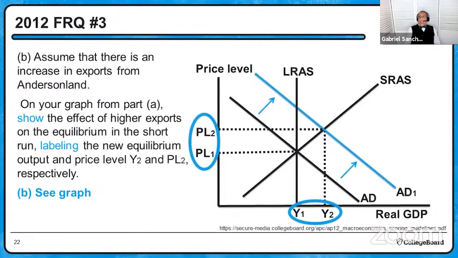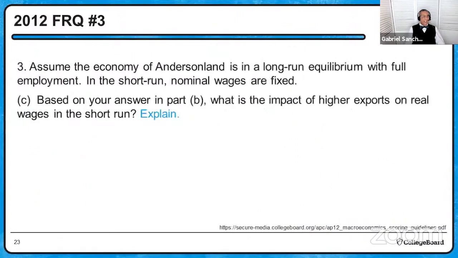There we go. So aggregate demand increases. Net exports is a determinant of aggregate demand. The aggregate demand shifts from AD to AD1. As it shifts to AD1, we see the output increase from Y1 to Y2, and we see the price level increase from PL1 to PL2. All right, so this is what we were looking for, the new demand curve, the correct placement of output and price level. All right, that was part B. Let's move to part C.